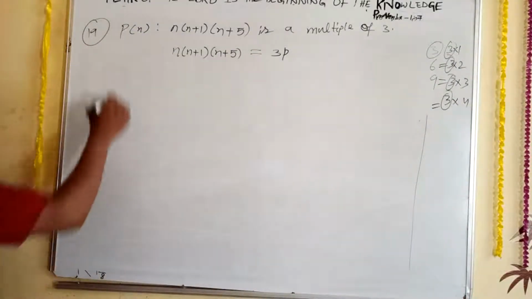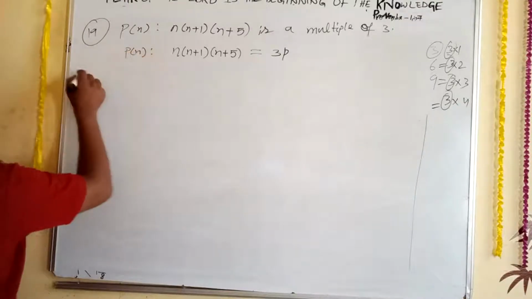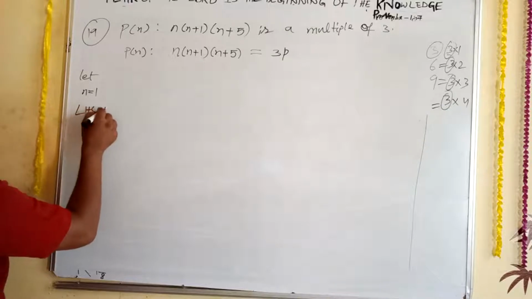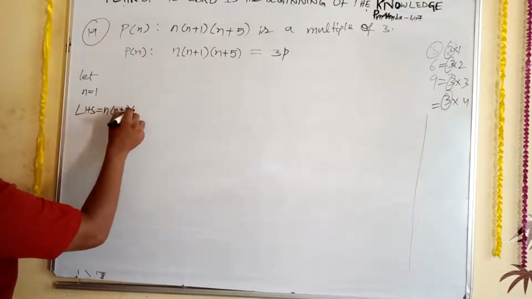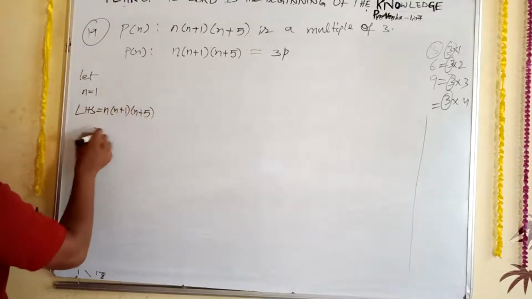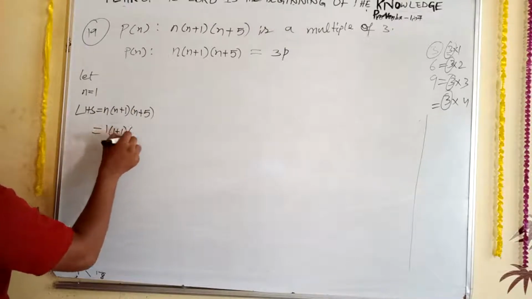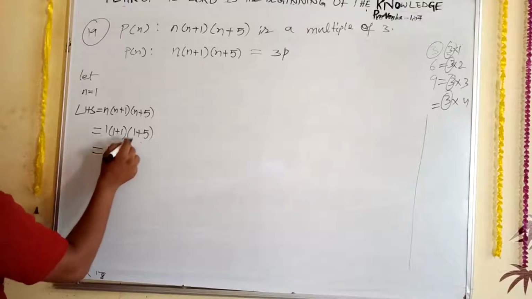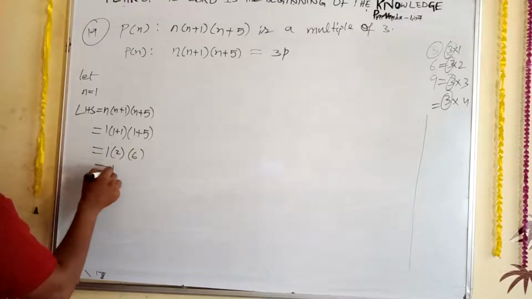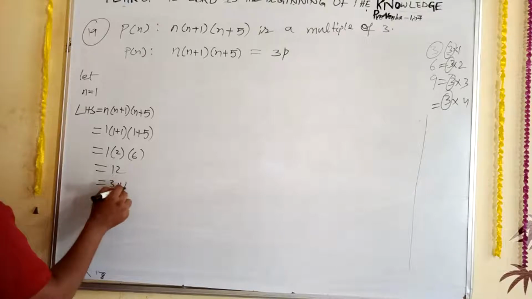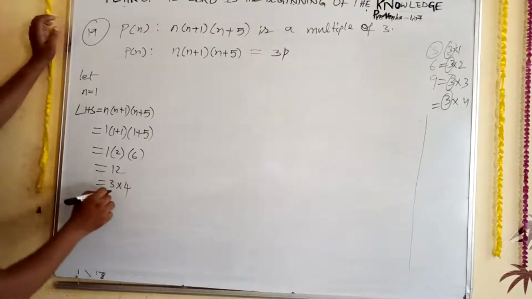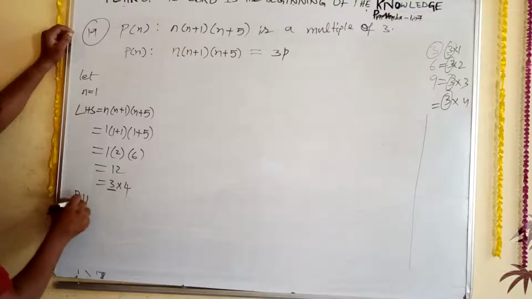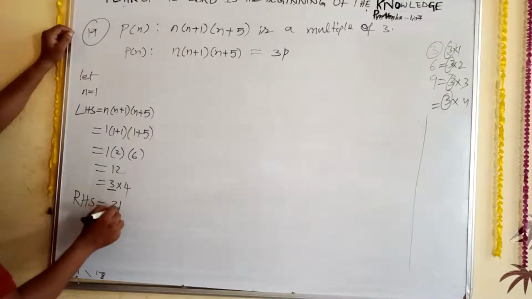Okay, so first we think of this in this way. First let n is equal to 1. LHS is equal to n into n plus 1 into n plus 5. So just 1 into 1 plus 1 and 1 plus 5. You are going to get 1 into 2 into 6. 6 twos are 12. This we can write as 3 into 4. So is it a multiple of 3 or not? Yes, it is a multiple of 3.